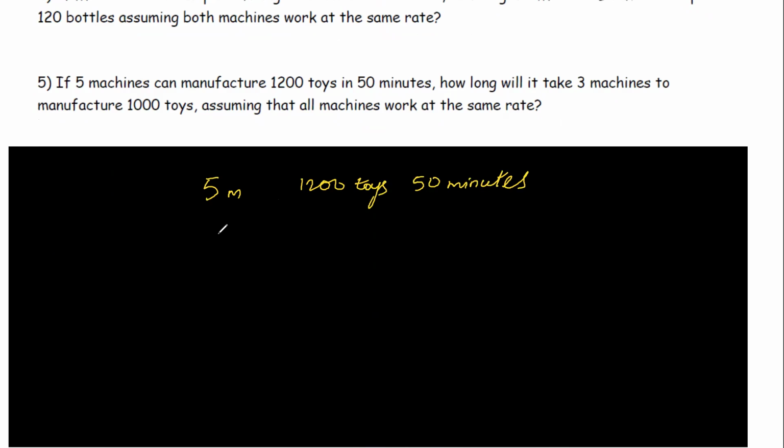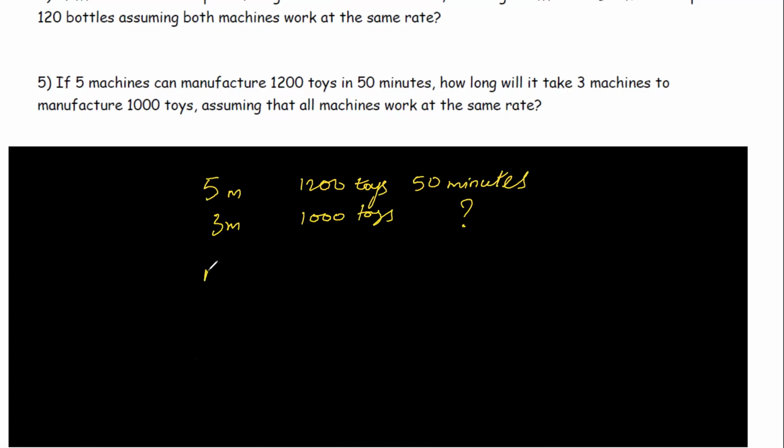How long will it take three machines to manufacture 1,000 toys, assuming that all machines work at the same rate? So now all of them are working at a constant rate and they all have the same rate. Then we use that machines and toys. If the time remains constant, then in the same time, more machines will manufacture more toys. 5 machines can do 1,200 toys, so 10 machines would have done 2,400. 2 machines would have done less than 1,200. If the time was the same, less number of machines, less output.